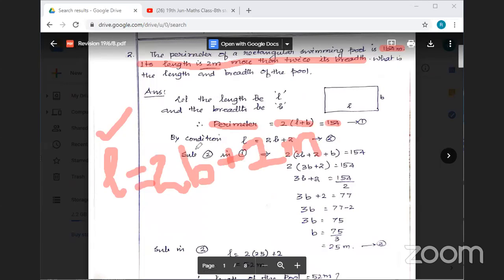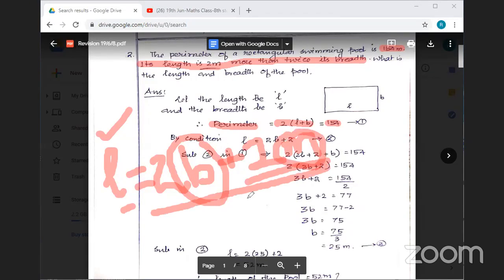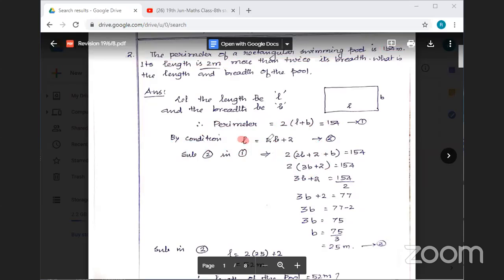than twice of its breadth. Therefore, L is equal to 2b plus 2 meters. 2b plus 2. Therefore, what is written here? By condition, length is equal to twice of the breadth plus 2. Any doubt in this? No, sir. Now, this is equation 1 and this is equation 2.